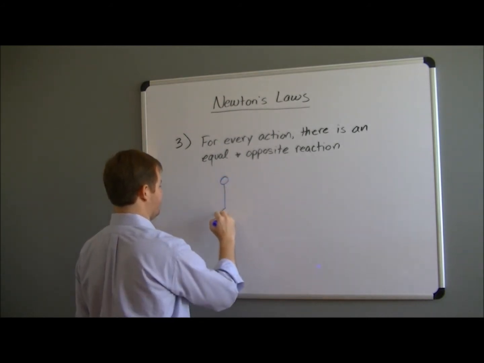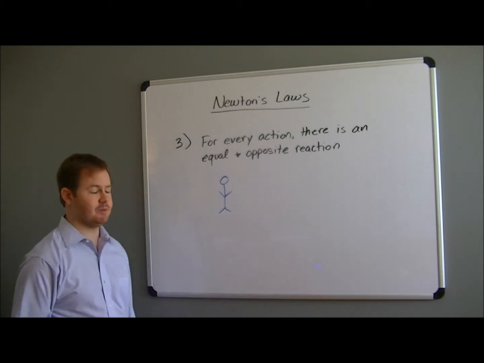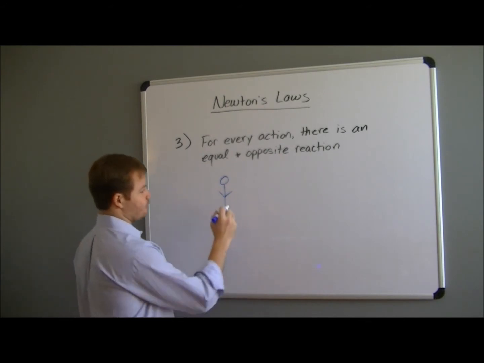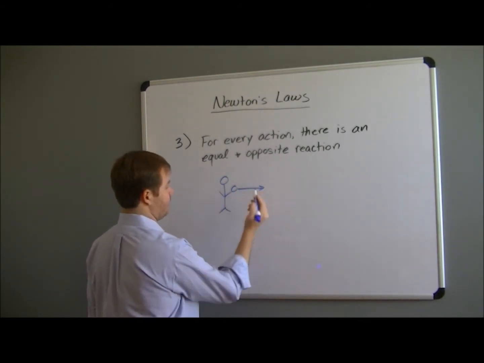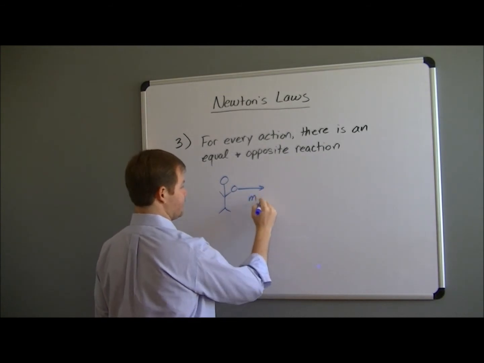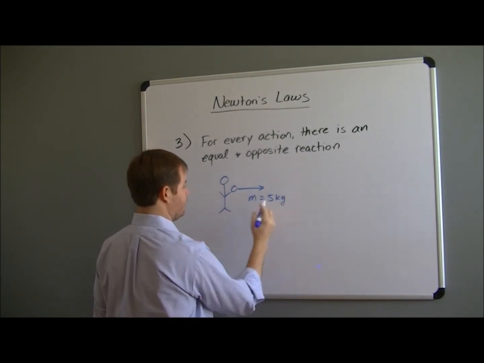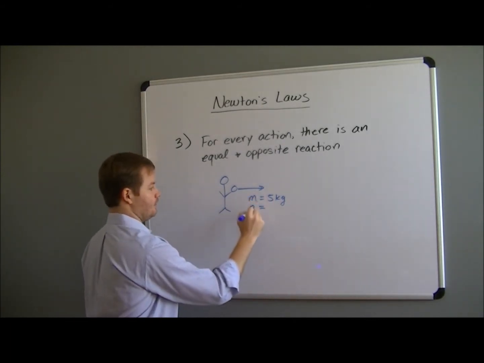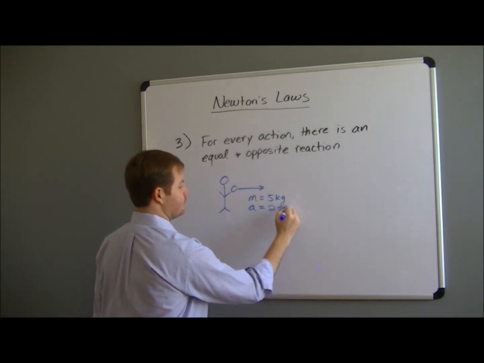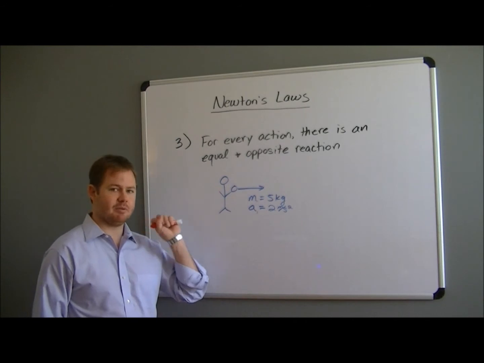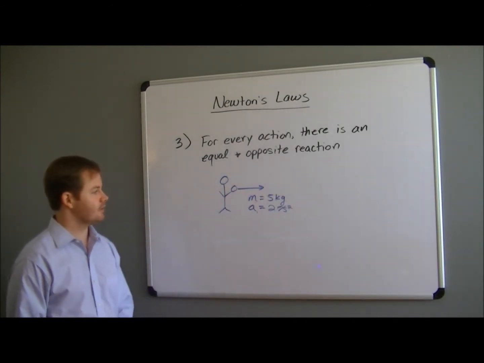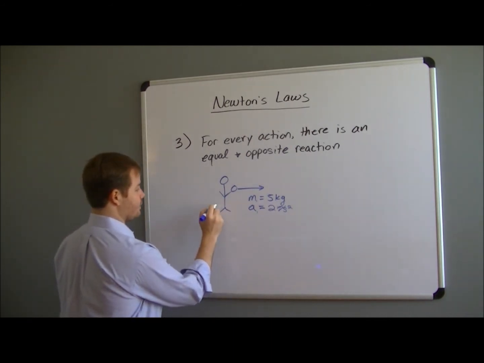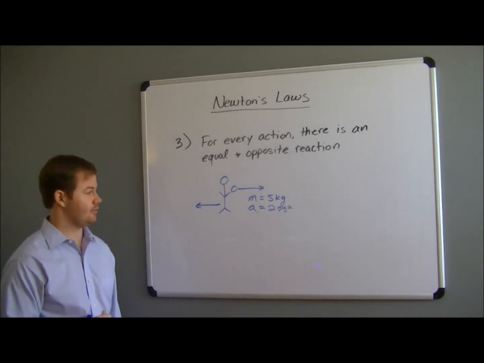So if there's an astronaut in space, and the astronaut is currently at rest, and that astronaut were to take a mass, and let's say the mass of the object is 5 kilograms, and let's say the astronaut throws that particular object with an acceleration of 2 meters per second squared. So by applying that force and throwing that object, when the object is thrown in one direction, there will be an equal and opposite force on the astronaut in the other direction.